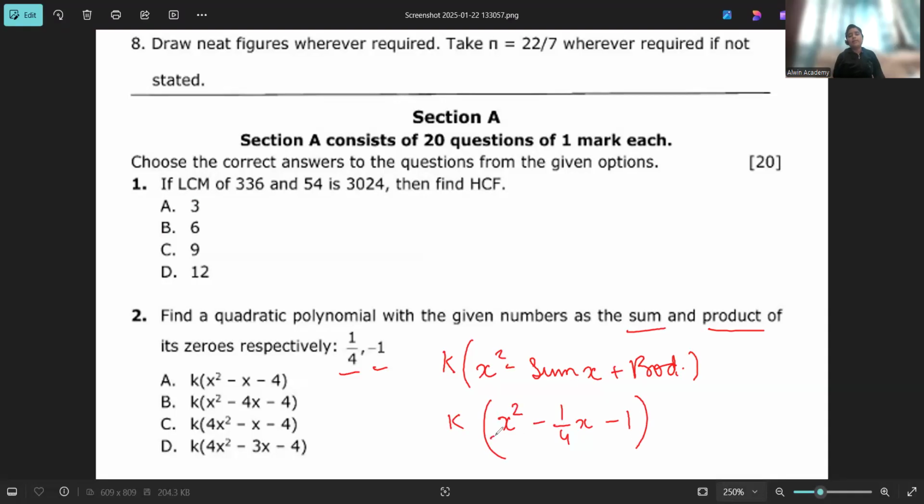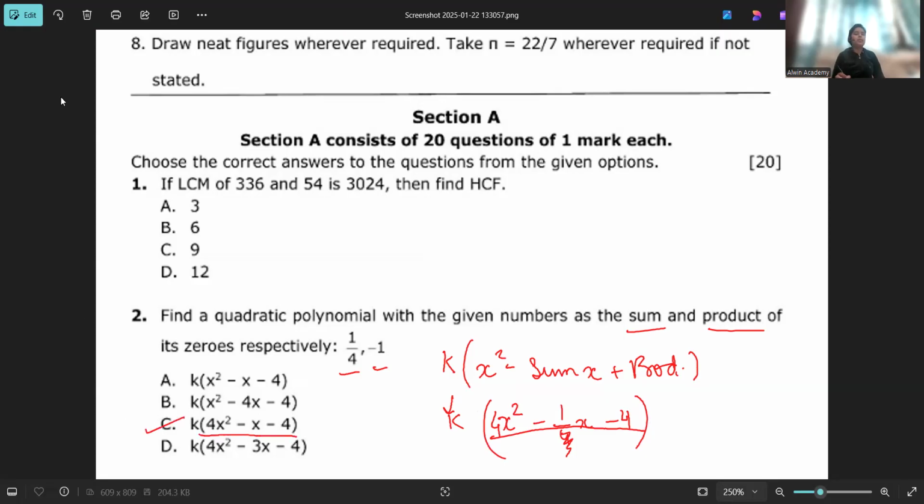Now, I can take 4 as LCM here. This would become 4x square minus x minus 4. And this 4 can be transposed outside, so it just becomes a part of the constant k only. And thus we have our answer: k into 4x square minus x minus 4, option number C.